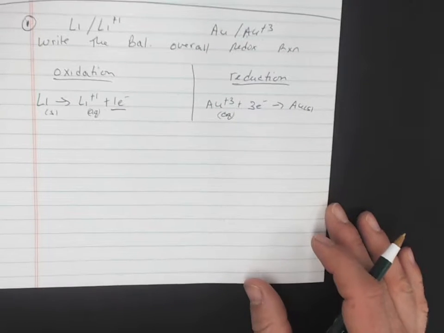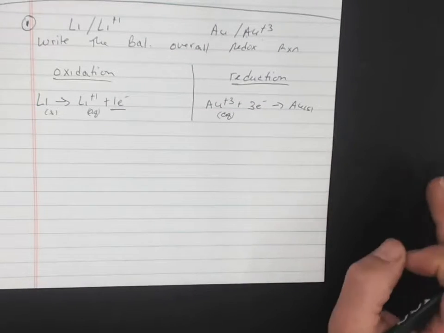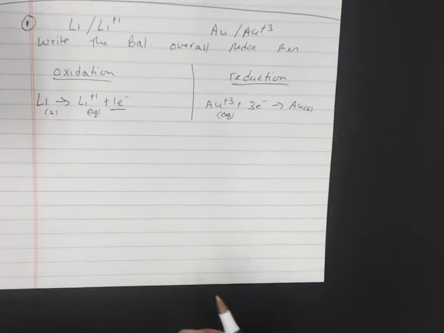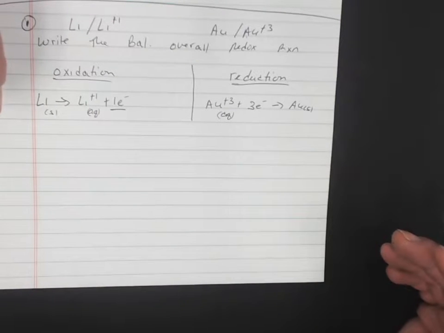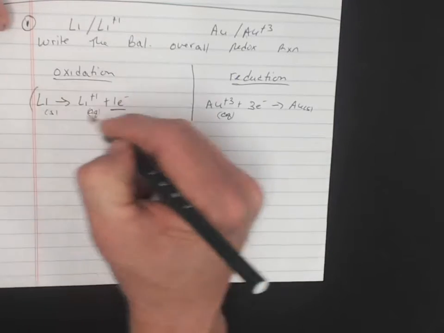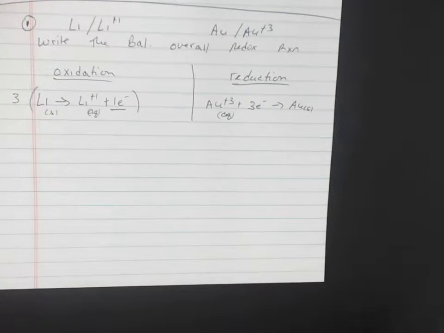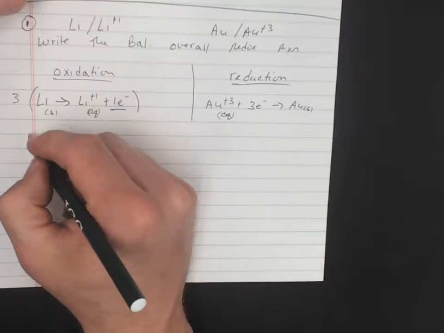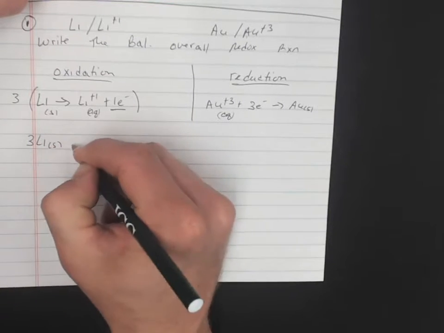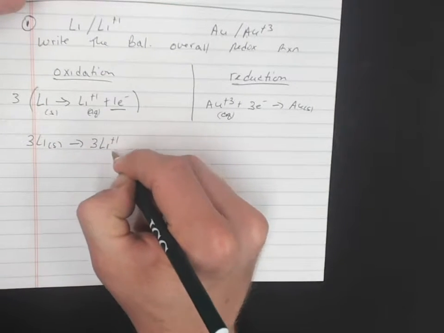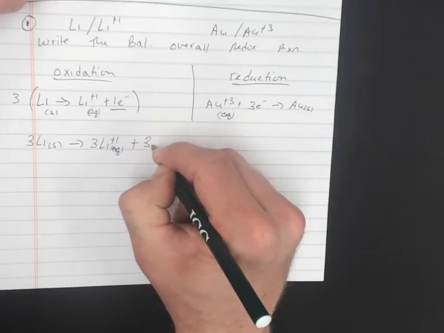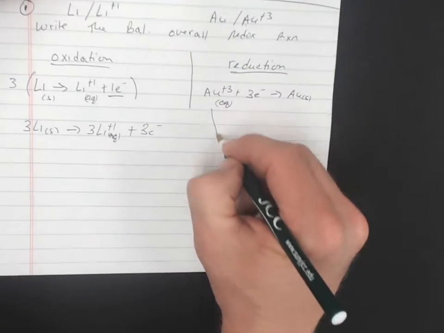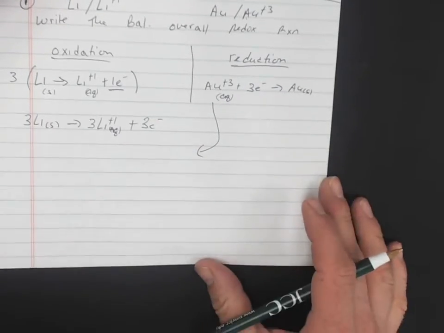Okay, now, if we want the overall reaction, we've got a problem here. Both of these are written correctly, but before I can add them, what step must I do? You have to multiply lithium by 3. I have to multiply the entire lithium by 3, and what is the reason for that? I've got to get my electrons lost equaling my electrons gained. So I get 3 Li solid yields 3 Li plus 1 aqueous plus 3 electrons. Now, I'm able to bring one of the reactions under the other, and I can add them.